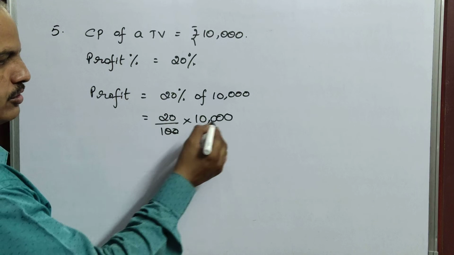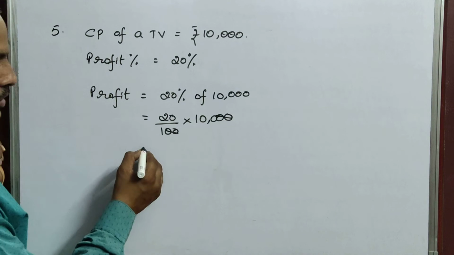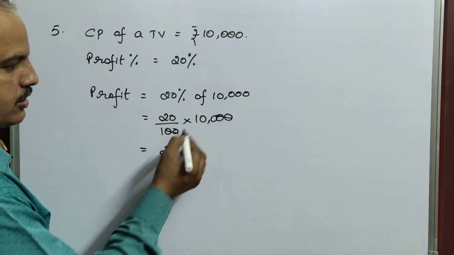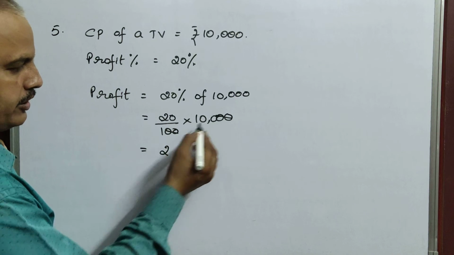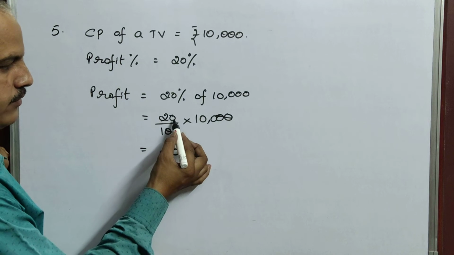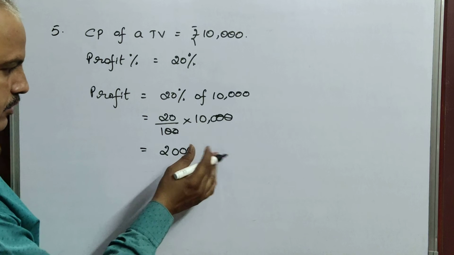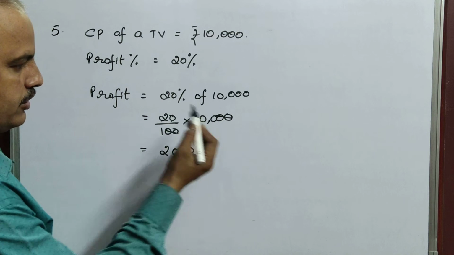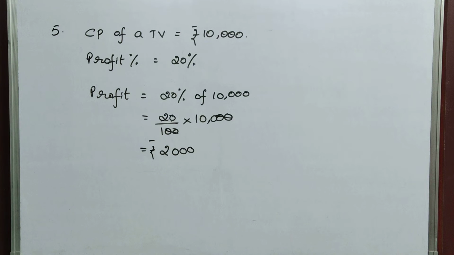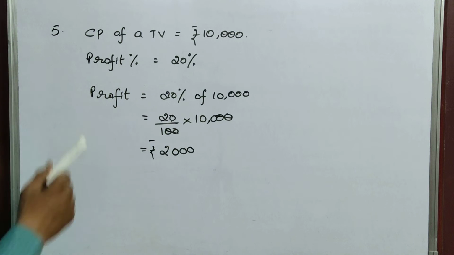Okay, two zeros get cancelled. 2 ones are 2, 2 ones are 2. How many zeros are left? 1, 2, 3. So 2,000. So profit, how much now? 2,000. Okay, so the profit you got is 2,000.